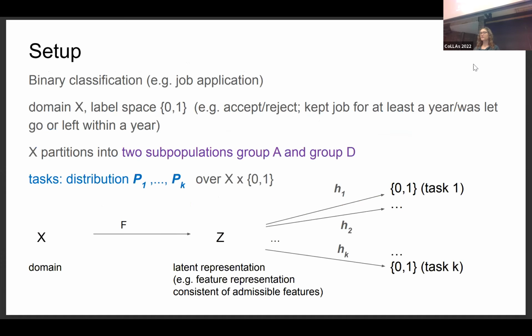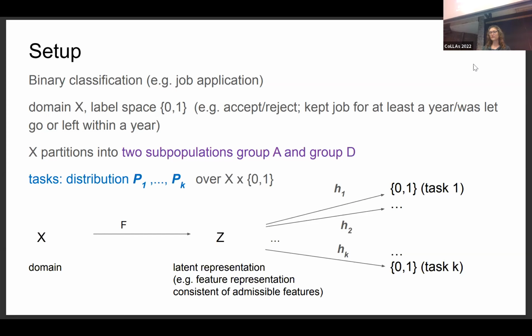We look at a binary classification setup, and the running example will be job applications. We have some domain X, which represents the population, and a binary label space, which corresponds to an accept-reject decision and can also be interpreted as a threshold on the performance of applicants in the job. We assume that we can partition the domain X into two subpopulations, group A and group D, where you can think of A as an advantaged group and D as a disadvantaged group. However, we treat those two populations symmetrically in our work.